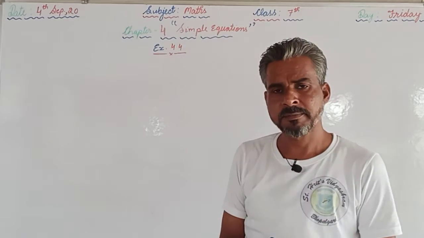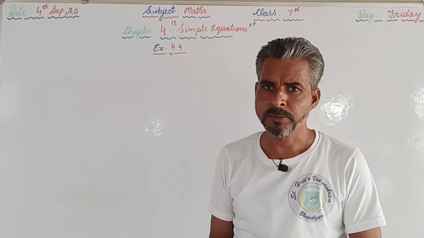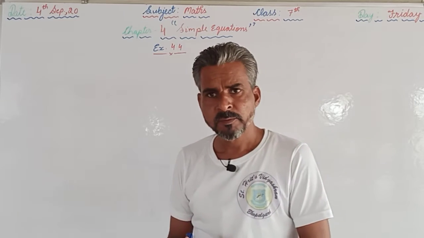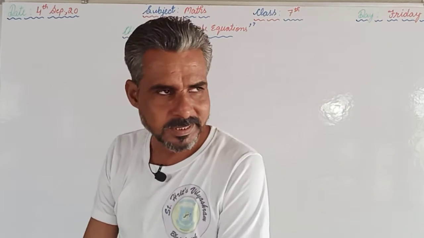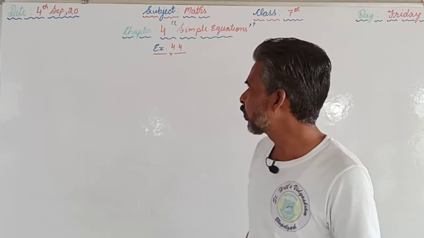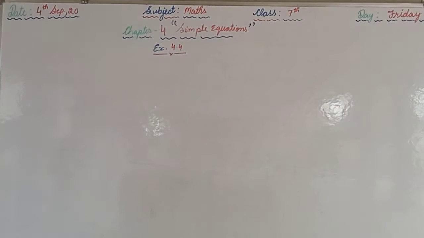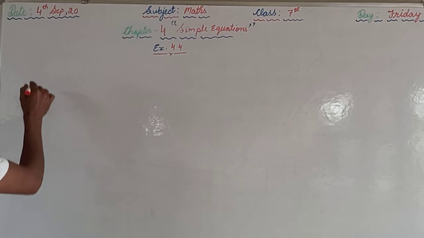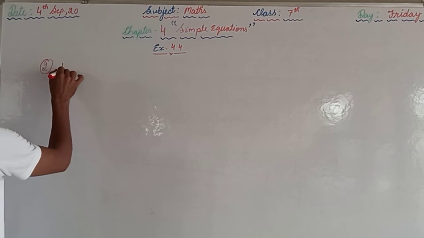This video is for class 7th and the subject is maths, and we are continuing the same chapter, chapter number 4, the simple equations. So today we will continue exercise 4.4. Already we have completed some of the questions. I think we have started question number 2 and completed the first part. Now we will discuss the second part of question number 2, part B.